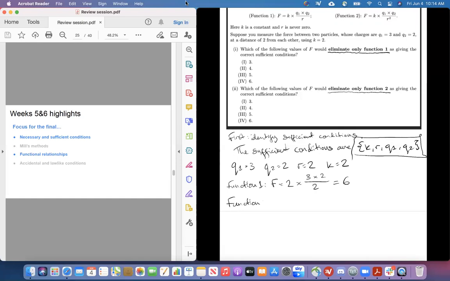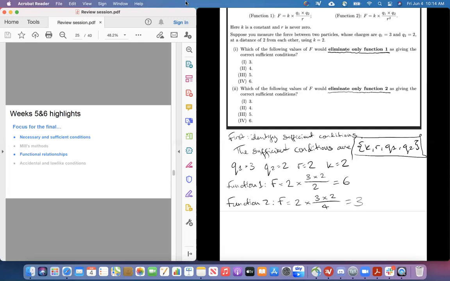Similarly, if we throw them into function 2, what do we get? We get F is K, that's 2, times Q1, that's 3, times Q2, that's 2, divided by R squared. R squared is 4, because R is 2 here. So if you calculate that, you're going to get 3. It's half of function 1.